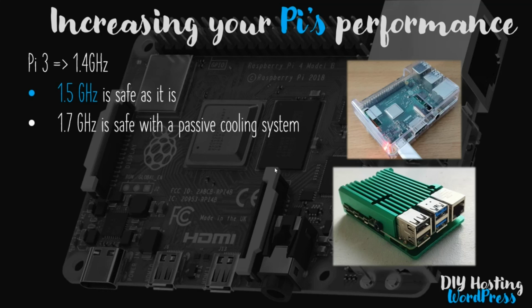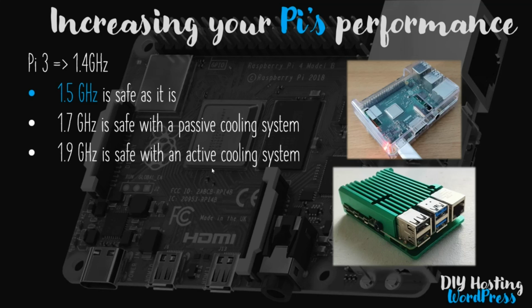If you have a passive cooling system, similar to what you can see in my Raspberry Pi 4 photograph in the bottom right hand corner, it's safe to go up to about 1.7 GHz with a Raspberry Pi 3. And if you've got a big, more expensive, very much more power consuming cooling system, you could get your Raspberry Pi 3 as high as 1.9 GHz. Not to say that I endorse that. You are risking the life and the durability of your Pi when you go that high.